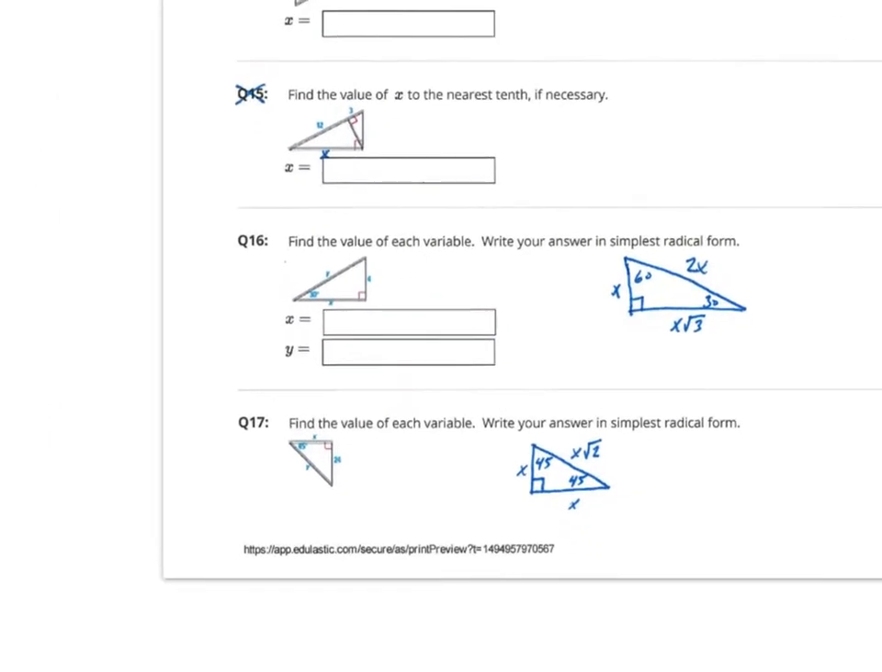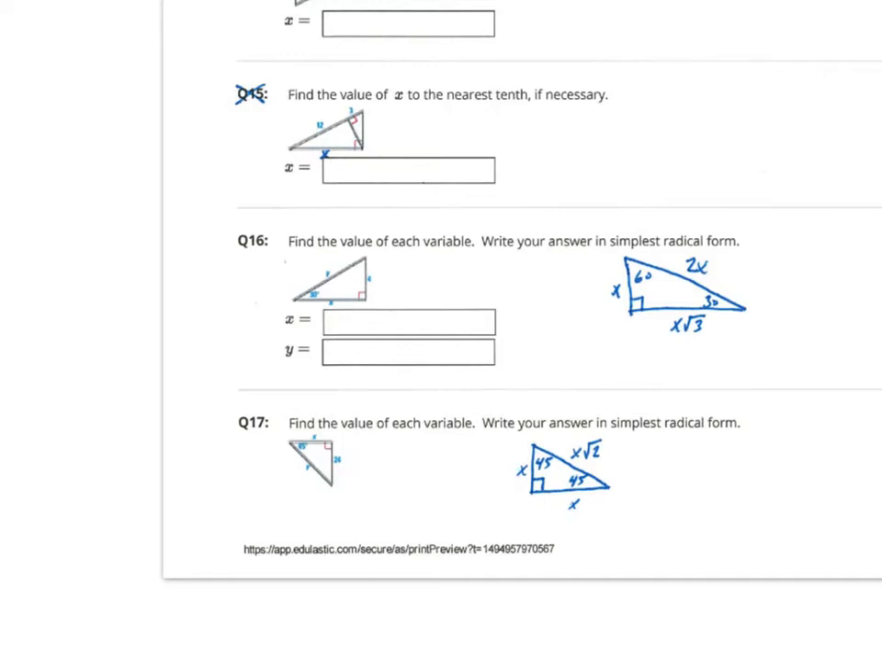16 and 17. They're asking for what are the missing sides, x and y. 16 is a 30, 60, 90 triangle. Here's the rules on the sides of a 30, 60, 90. The shortest side on a 30, 60, 90 is always x. The longer side is always x times radical 3, and the hypotenuse is always double whatever the short leg is.